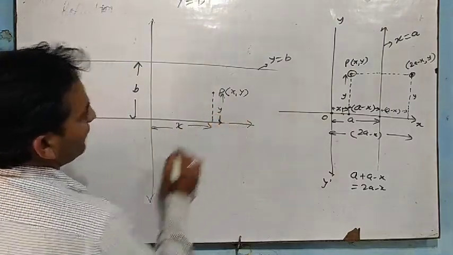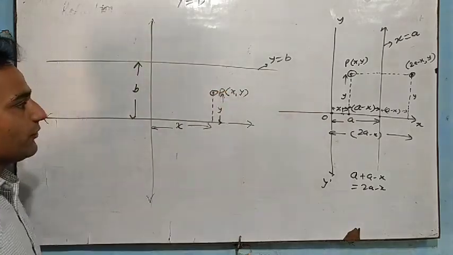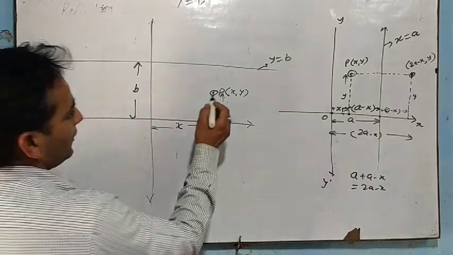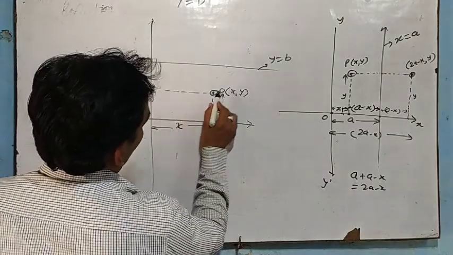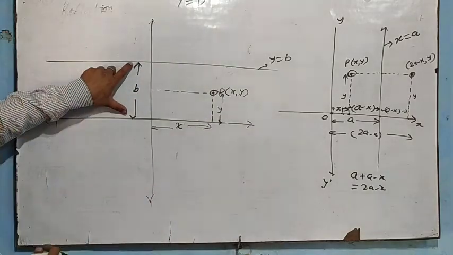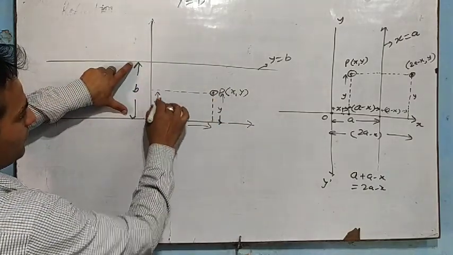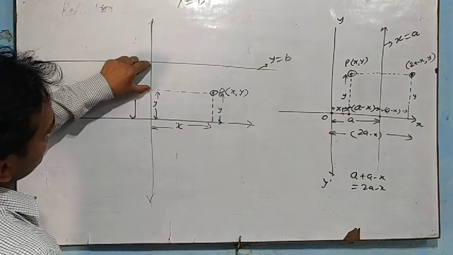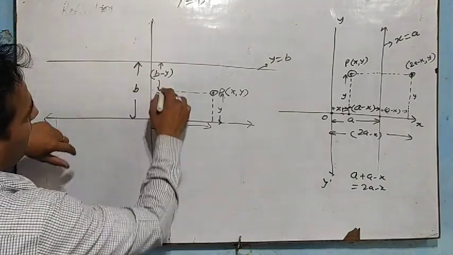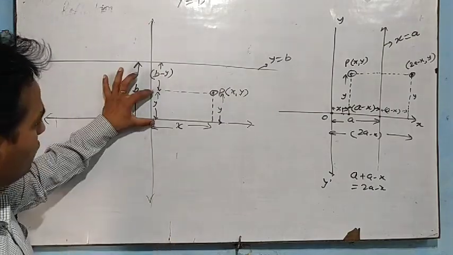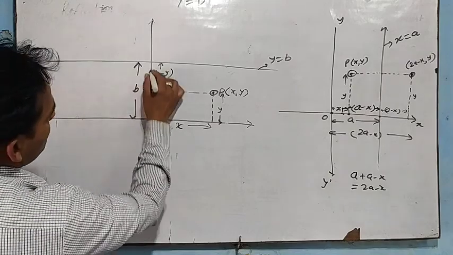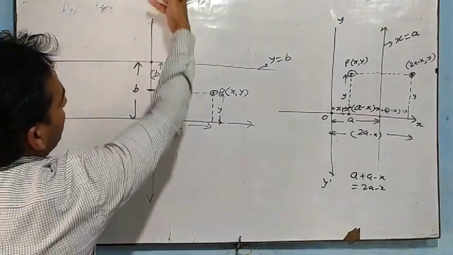If this is P, x comma y, this means this distance is x, this distance will be y. Now, the reflection of point P through y is equal to b. This distance is b and this is y. What about this distance? This will be b minus y. I hope all of you are getting me. If this is y, this is b, so remaining will be b minus y. Now, this distance, our image will follow.